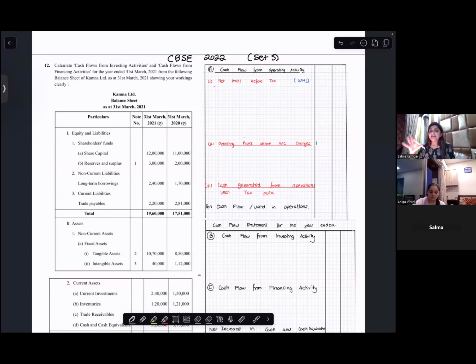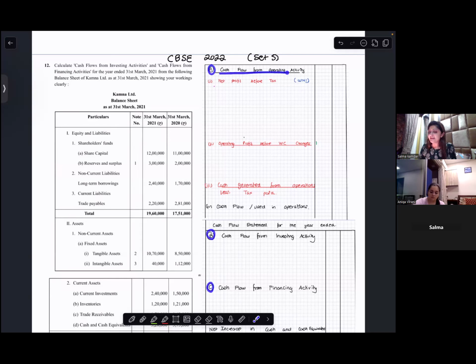So we're doing this Set 5 CBSE year 2022 sum related to cash flow. Whenever you have a sum related to cash flow, the first thing that you need to do is make your format on one page properly. And your format would have three sections: A, B, and C.